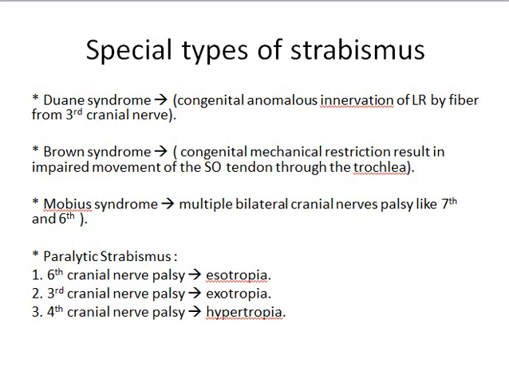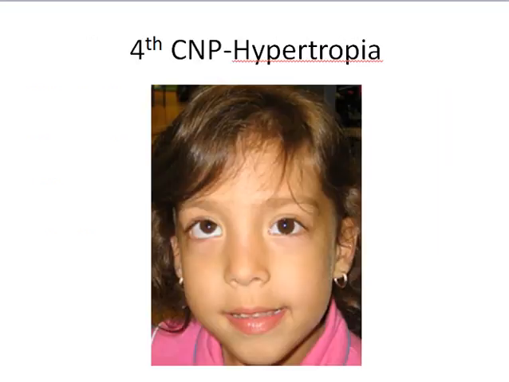Paralytic type of strabismus: a sixth cranial nerve palsy gives rise to esotropia, a third cranial nerve palsy gives rise to exotropia, and a fourth gives rise to hypertropia. And here is a fourth cranial nerve palsy showing right eye hypertropia, elevated upward.